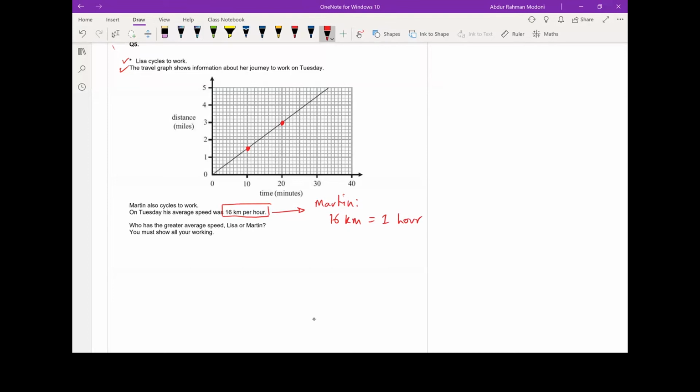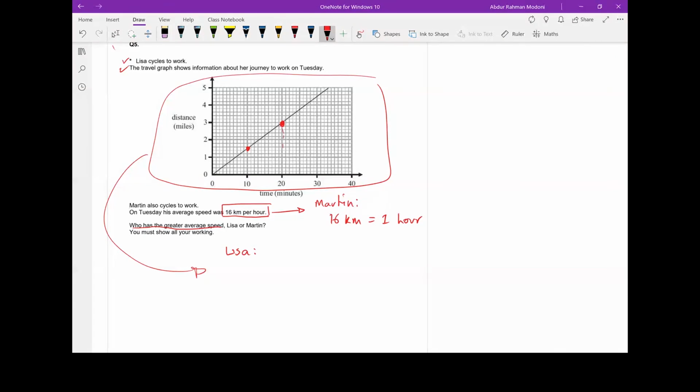Who has the greater average speed? Now, Martin's one is already written as a speed, but Lisa's one is not. So perhaps what I need to do is work with Lisa's. But Lisa's one's a graph. So how do I use the graph? Well, look at that point that I found. That point shows that 20 minutes is equal to 3 miles. So I can write that down: 3 miles is equal to 20 minutes. Okay, so that's going to be useful.